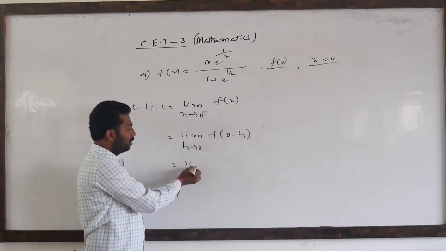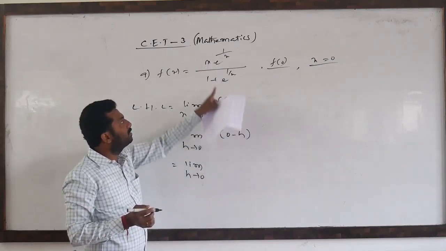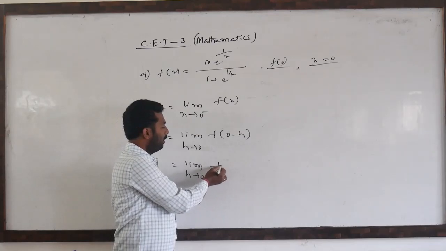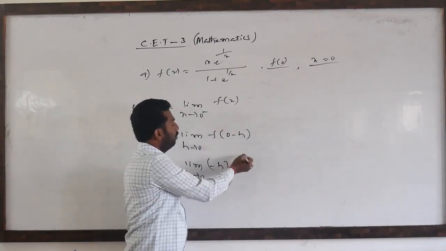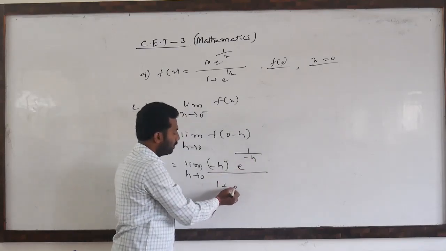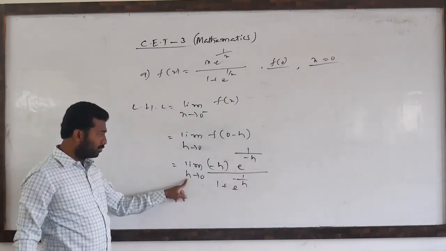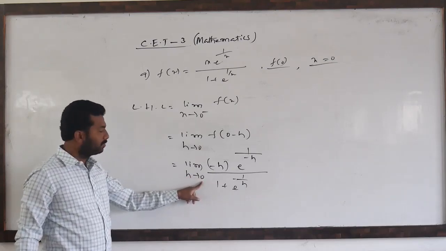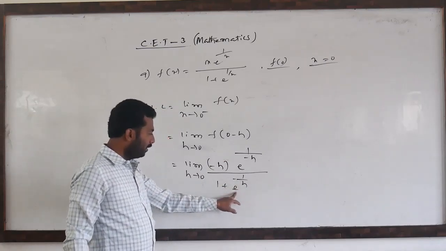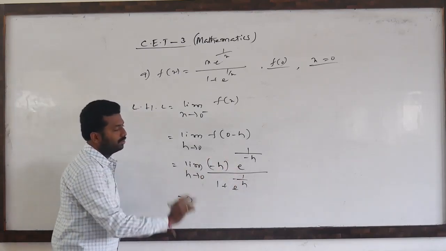So again, from this limit h tends to 0, wherever x is there, in that place we write 0 minus h. So x becomes minus h, into e to the power 1 divided by minus h, divided by 1 plus e to the power minus 1 by h. Now substituting h tends to 0, this is 0, this is also 1 by infinity, which is 0. Total 0 will come.